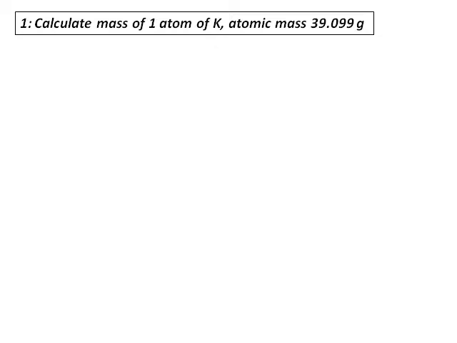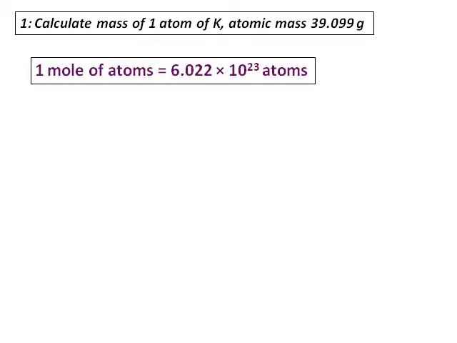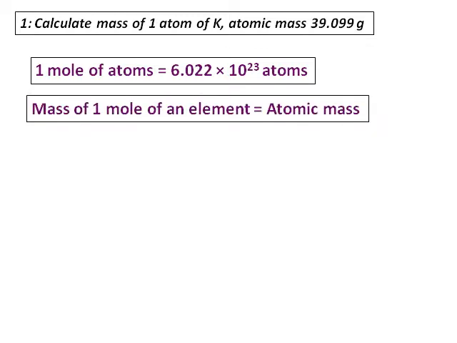Calculate the mass of one atom of potassium, and the atomic mass of potassium is given. In order to do these questions, we know that 1 mole of atoms equals 6.022 × 10^23 atoms, and the mass of 1 mole of an element is its atomic mass. In these kinds of questions, always start with what is given. So you are asked to calculate the mass of one atom of potassium.